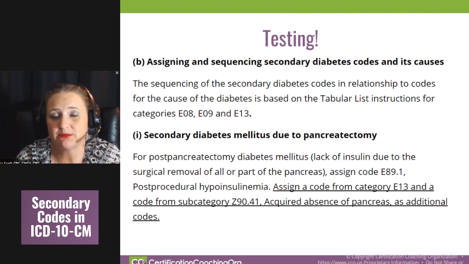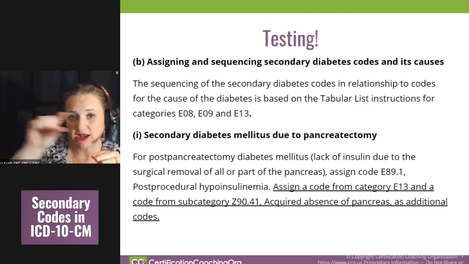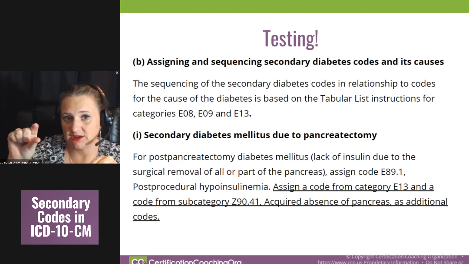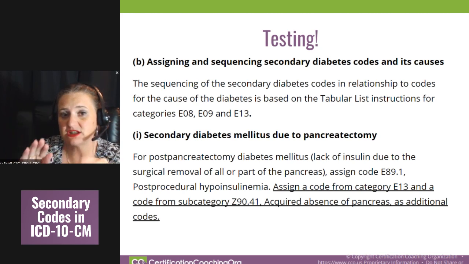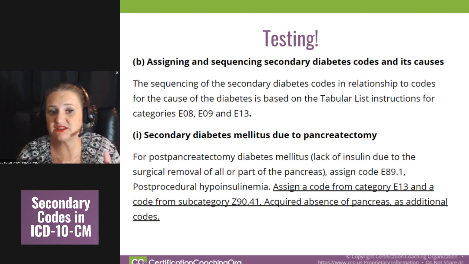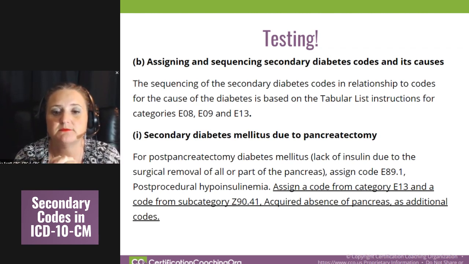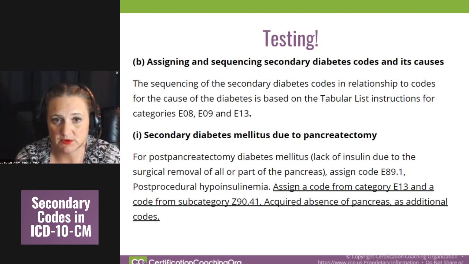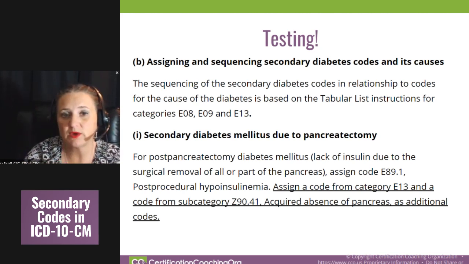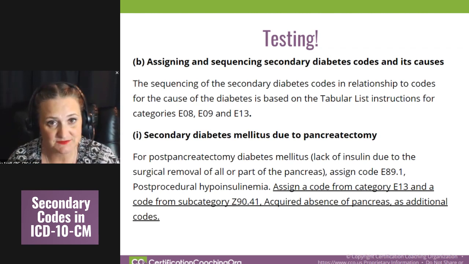When you get into the tabular at E08, you make sure that you look all around right at the beginning of the E08s and see if there's any pertinent guidelines specific to E08. Very important that you do that. In fact, it would behoove you to do that tonight. Open up your tabular in your ICD manual, go to E08 and just read around E08. Familiarize yourself with the options.